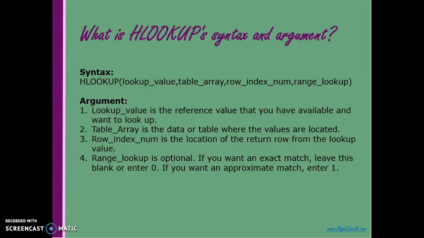Okay, so range lookup is optional. If you want an exact match, you can just leave it blank or enter 0. If you want an approximate match, you can enter 1. For example, if you have a lot of Hamiltons in your phone book and you just want to randomly call one Hamilton, you can just enter 1 and it will give you whatever number has that last name or name. But if you want an exact Hamilton, you have to have a unique name in there.